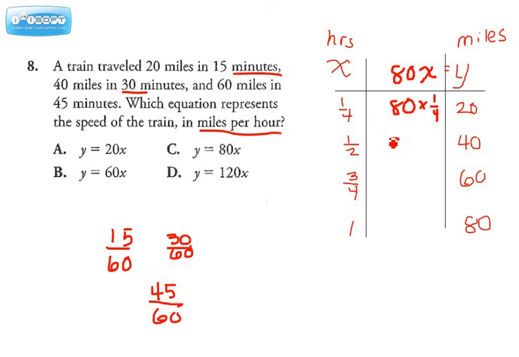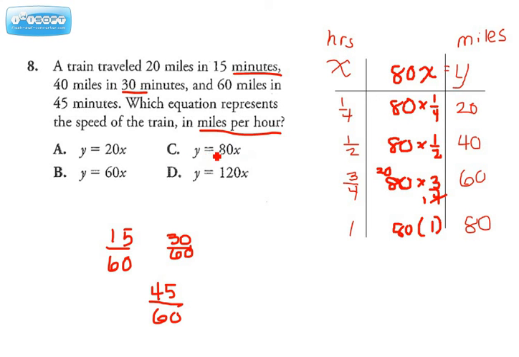Now we'll try the next one. 80 times, in this case, a half. Is half of 80 40? And it is. So now we're going to try the third one down the list. 80 times 3/4. And remember, we can simplify. Divide by 4, divide by 4, is 20 times 3, 60. It is. So if I take this number now and multiply it by 80, 80 times 1, do I get 80? And I do. So that one's looking very promising.